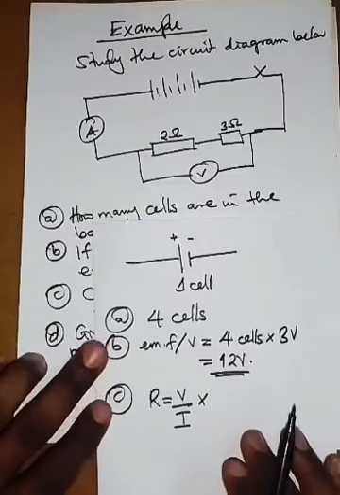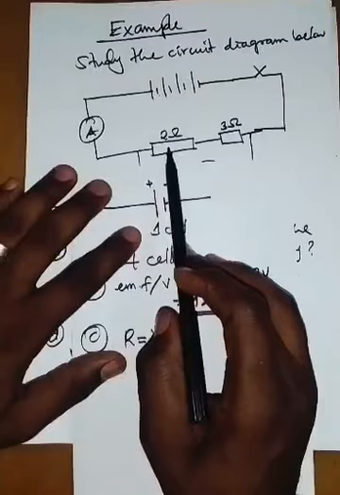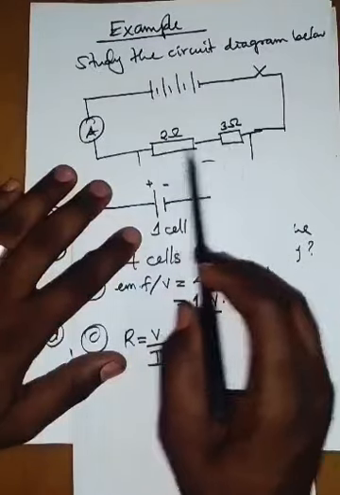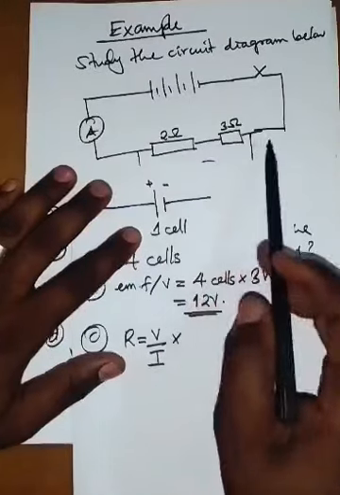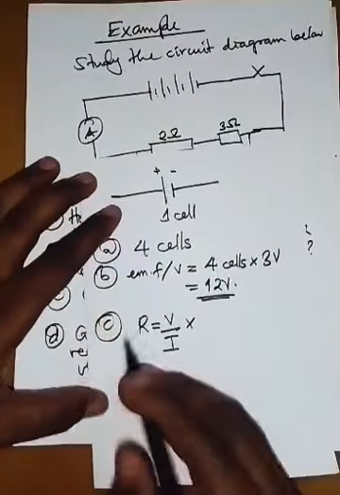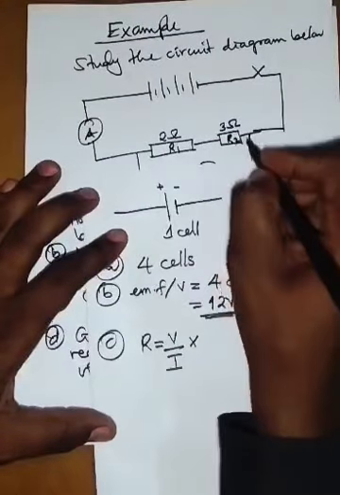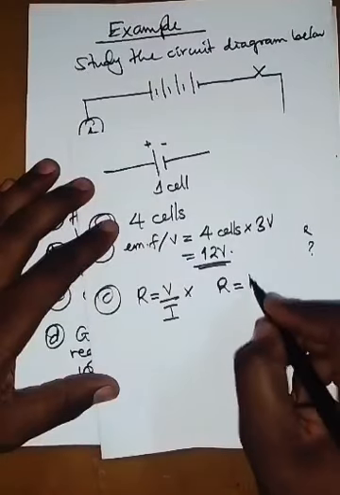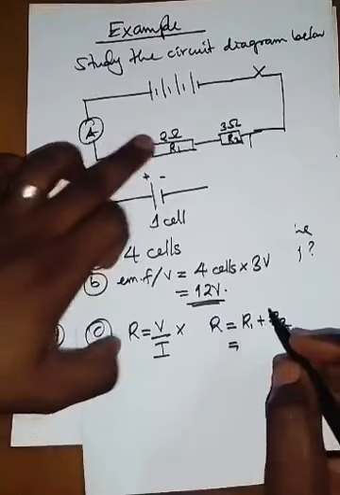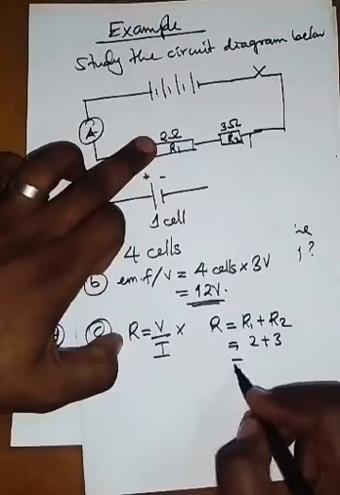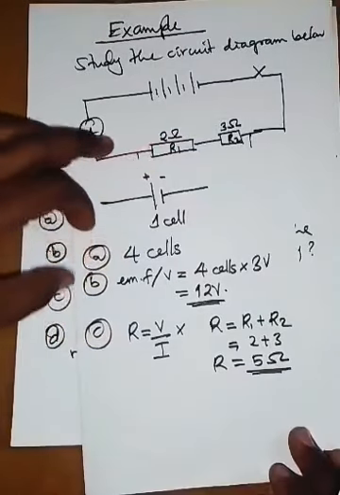There's another way of finding resistance. Resistance can be found by looking at the resistors. These are the resistors, there's this one and this one. When you have resistors like this, you just add them up. You can label this one as resistor 1 and this one as resistor 2. So resistance will be equal to resistor 1 plus resistor 2. Resistor 1 is 2, resistor 2 is 3, so 2 plus 3 is 5 ohms. Remember the unit for resistance is ohms.